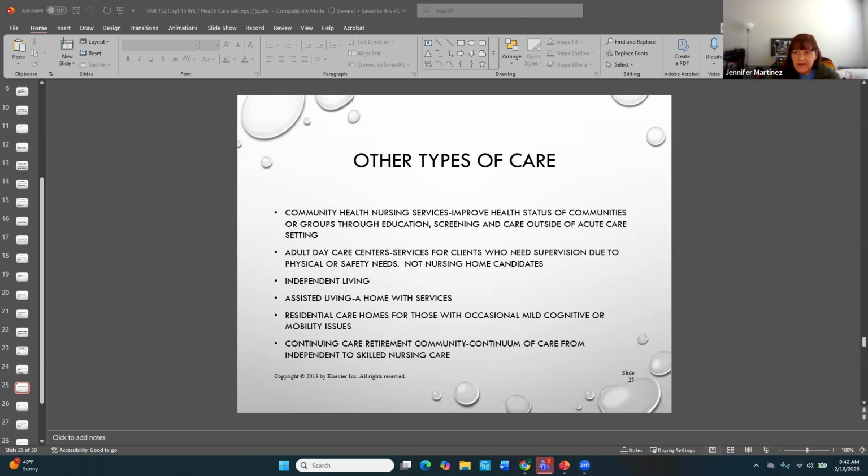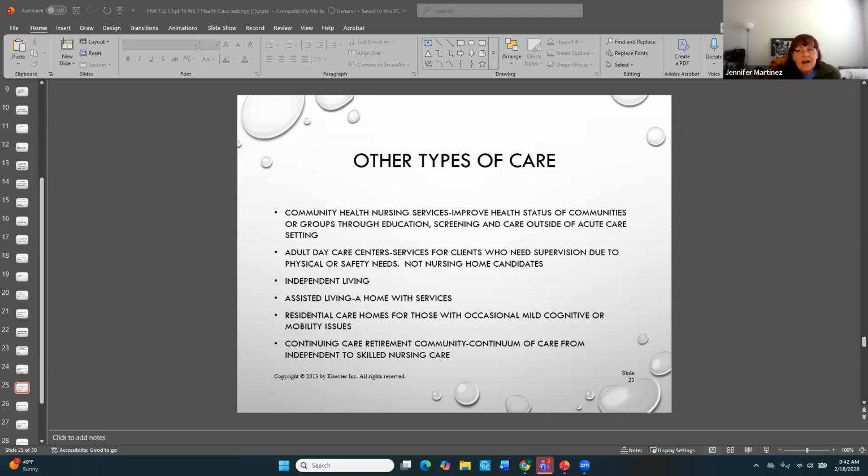Other types of care, we have community health nursing services as well. The major focus of community health is to improve the health status of communities or groups of people through education, screening for early detection of disease, and providing services for people who need care outside of the acute care setting.